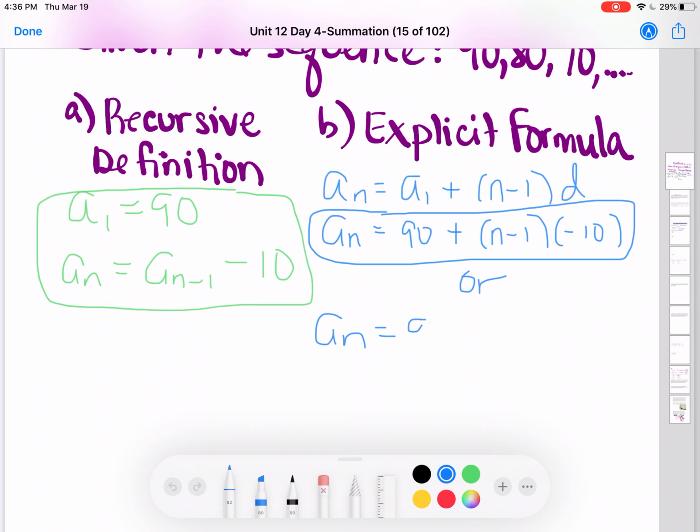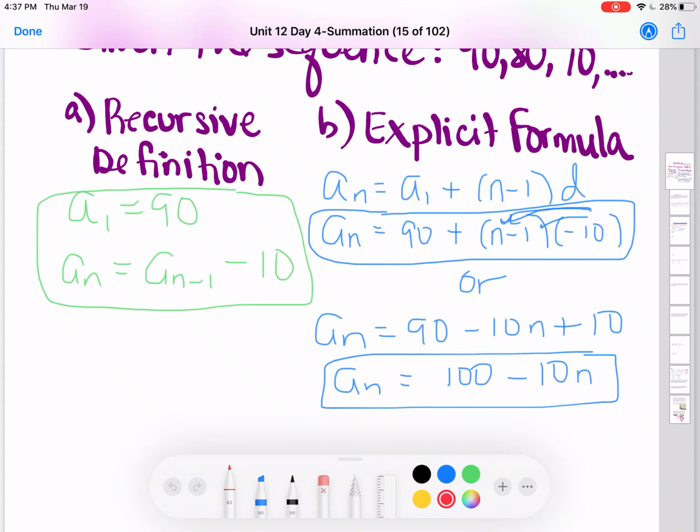So you've got to do the distributive property backwards. So negative 10 times n and negative 10 times negative 1. All right, only blue's working. So we would get minus 10n plus 10. So a sub n equals 100 minus 10n. So that would be an or on that one. Alrighty, so that's a nice way to show how we could represent a sequence two different ways.